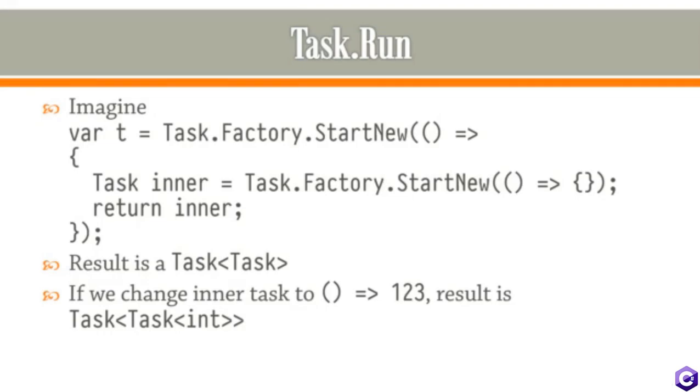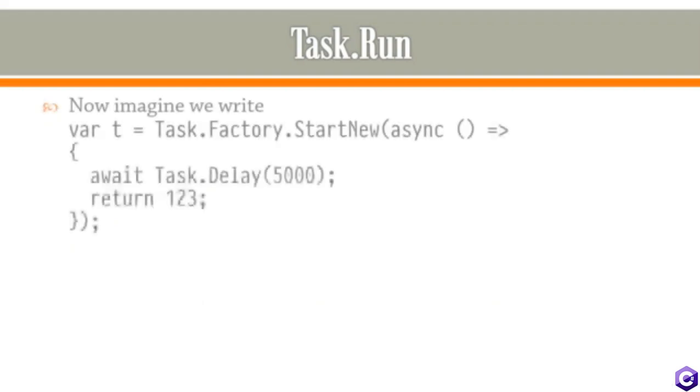So fairly obvious stuff so far. Now, let's imagine that we write the following. And there is a slight change here because now what we're doing is we're calling Task.Factory.StartNew, but we're providing an async lambda in here. So just like ordinary async methods, we are providing an async lambda just by putting the async keyword in front of the lambda.